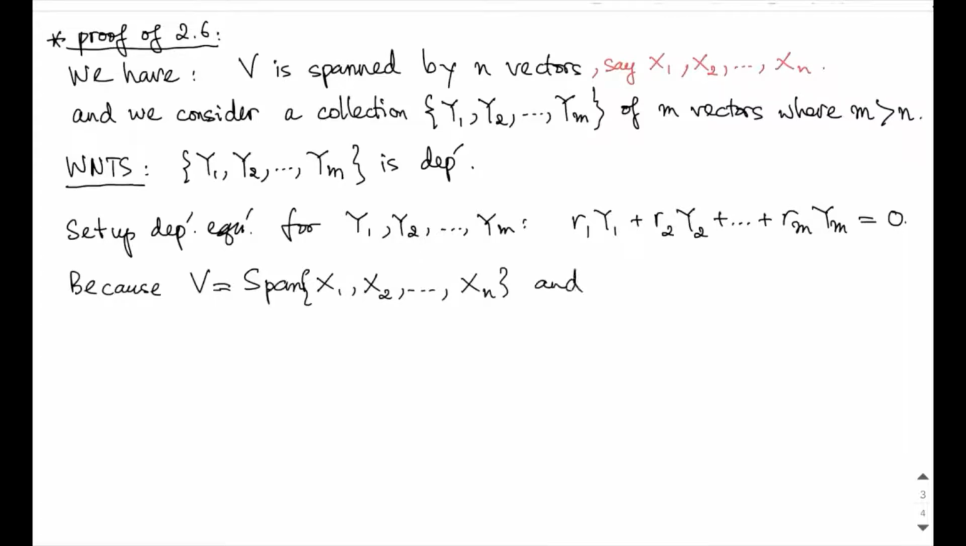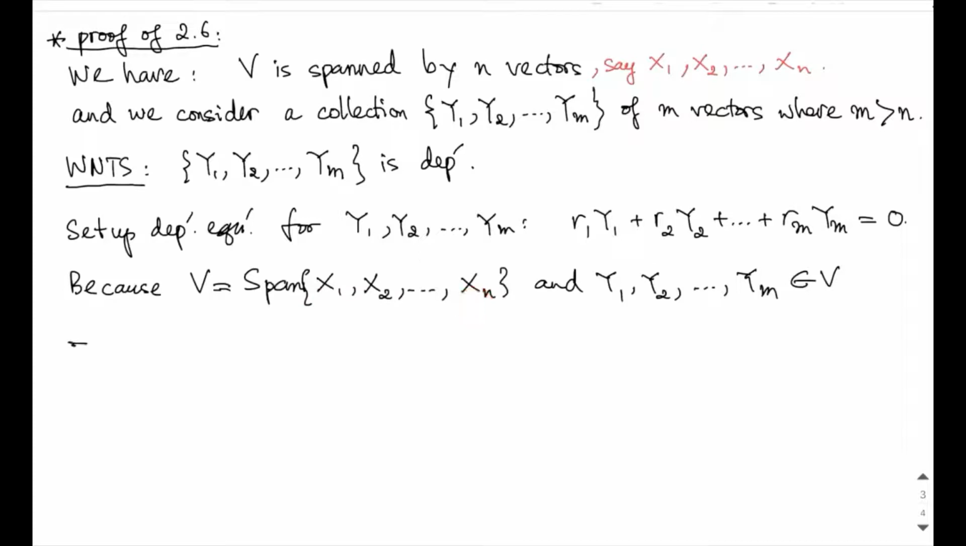And the y's here are in V, which means they are in the span. They are in the span. So each of them can be expressed as a linear combination of the spanning vectors, x1 up to xn.